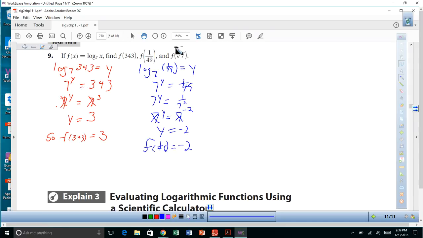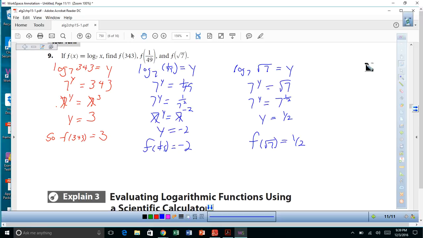And the square root of 7. So we're going to have log base 7 of the square root of 7 equals y. Let's rewrite it as an exponent. 7 to the y equals the square root of 7. Well, this is 7 to the 1/2 power, right? So y equals 1/2. So f of the square root of 7 equals 1/2. Good.